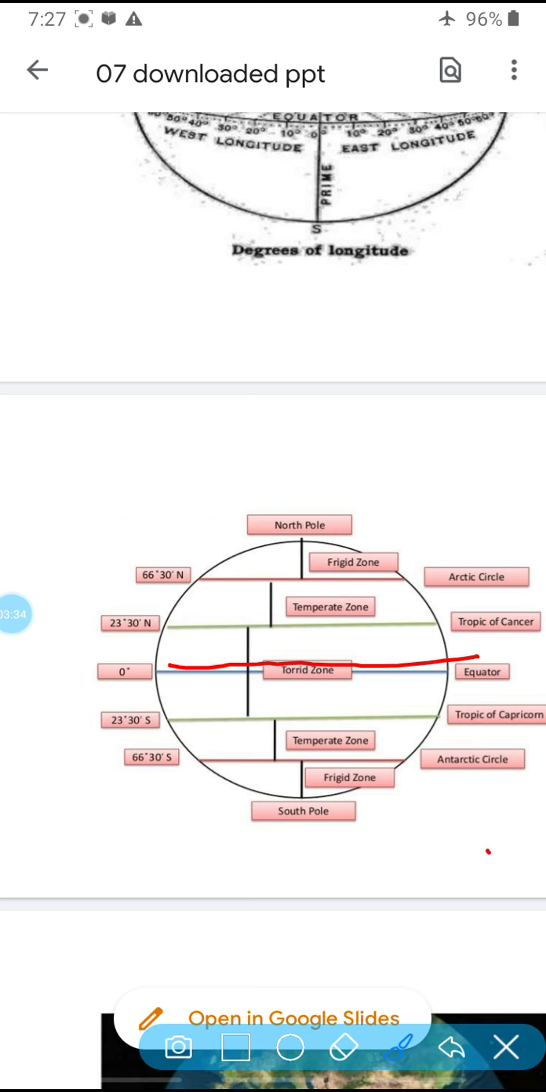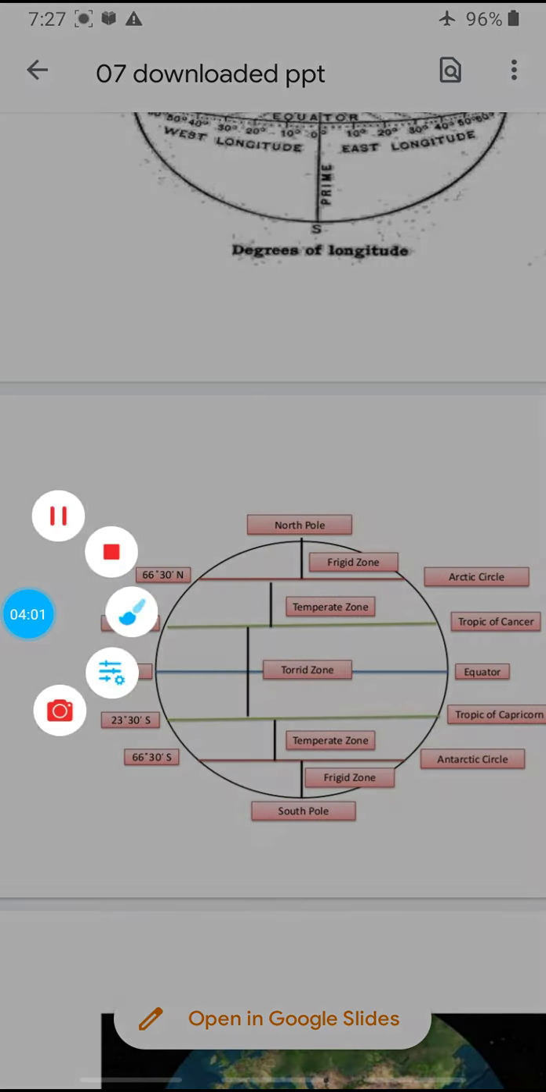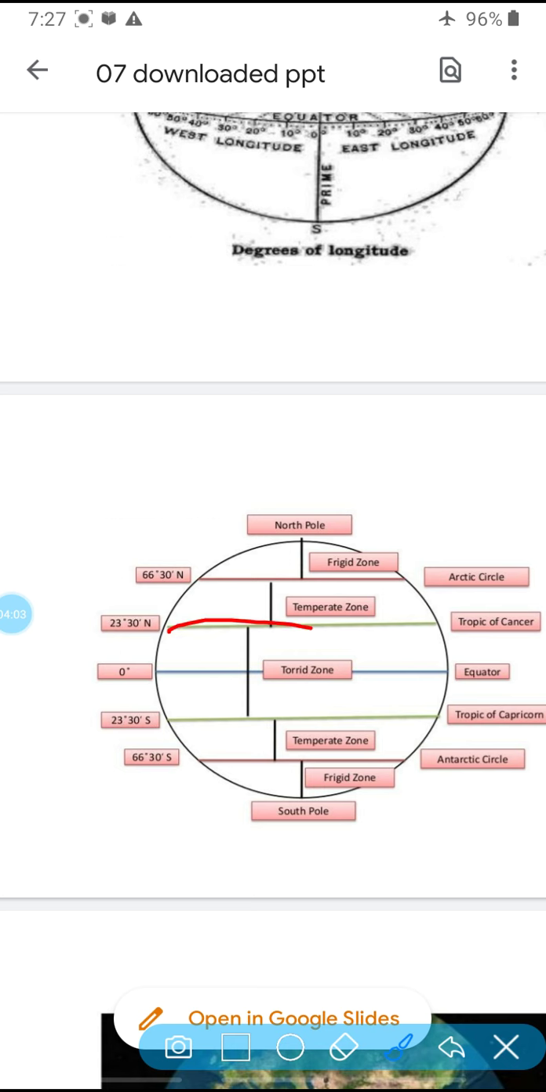So these are some climatic zones which are made on the earth. This is the equator. On the equator there is the torrid zone, because at the equator the sun's rays come directly, so in that area the temperature is high, and this area is called the torrid zone. Then there is one line in the northern hemisphere. We have divided at the equator: this is the northern hemisphere and this is the southern hemisphere. In the northern hemisphere there is one line called the Tropic of Cancer. The area between the Tropic of Cancer and the equator is called the torrid zone.